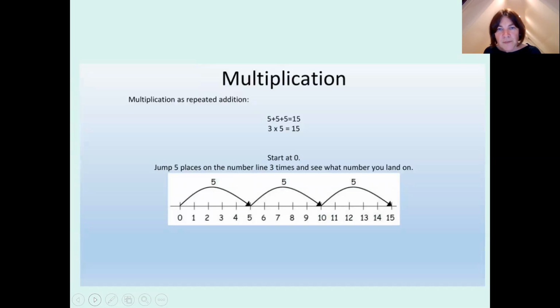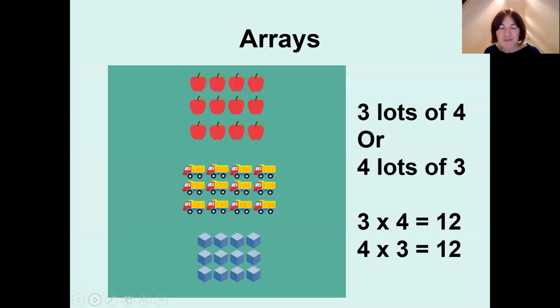And then with the repeated addition, we can use a number line so that we see these jumps of 5. We've got 3 jumps of 5, which leads us to 15. And then with arrays, an array is simply a picture that we use for multiplication and for division. The good thing about arrays is that we can see this family of facts. We can see that division is the inverse of multiplication.